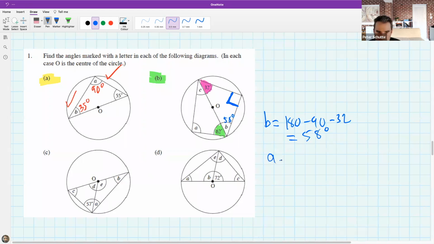In the chat, I think I can see lots of people are saying that A is 90 because it's also an angle at the circumference that's being subtended by the diameter. The more interesting one is C. Well, maybe more interesting, but how do we get C?